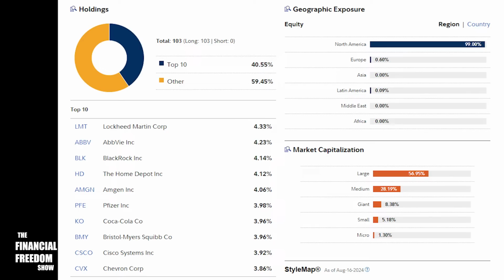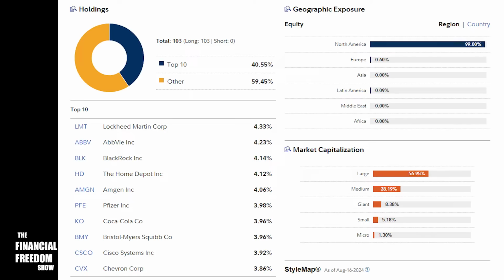What's particularly interesting about SCHD is that it doesn't just focus on high dividend yield stocks. It also considers factors like dividend growth and payout ratios, which means that the ETF includes companies that not only offer a good yield now, but also have the potential to increase their dividend yield over time. This approach helps balance the need for current income with the potential for future income growth, making SCHD a great choice for both income-focused and growth-oriented investors.